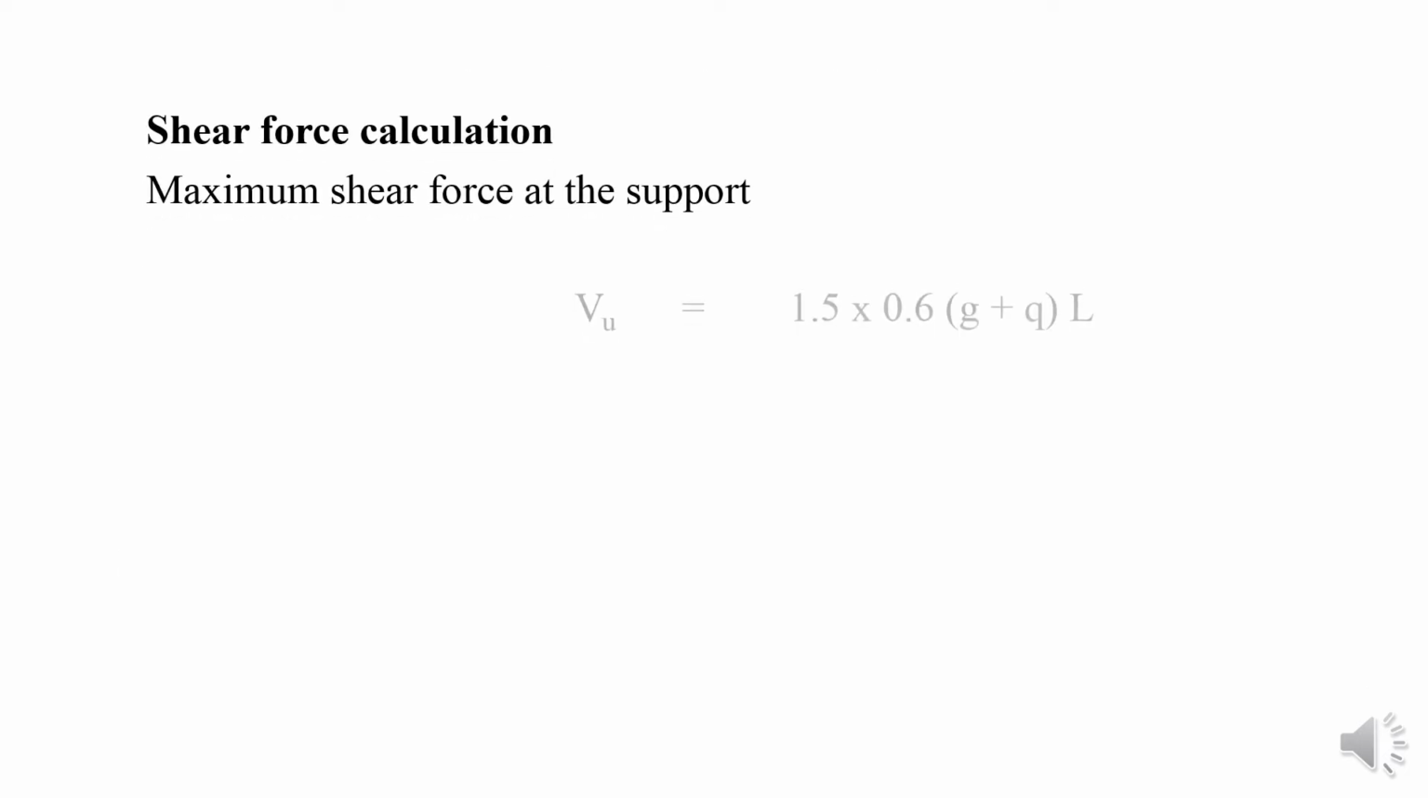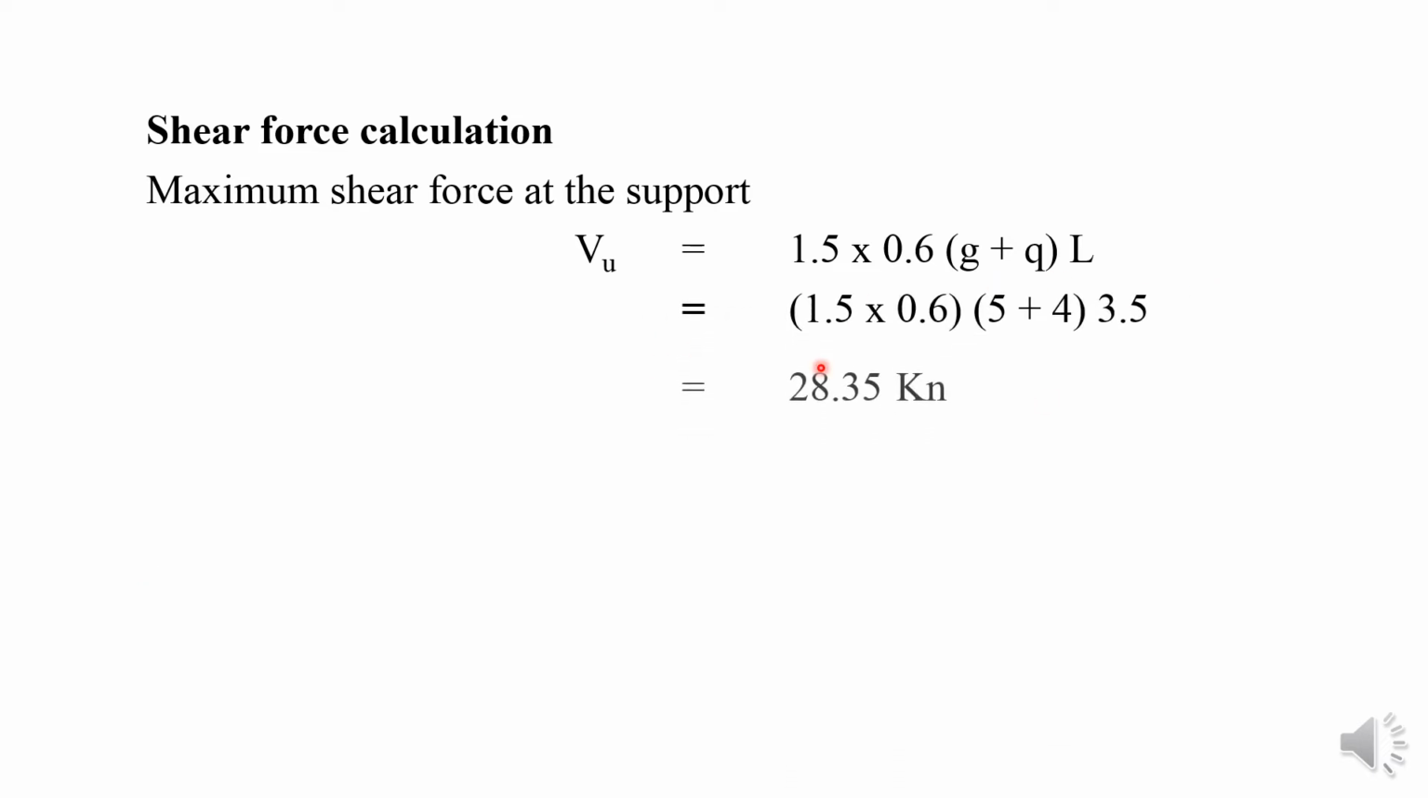Next, shear force calculation. Maximum shear force at the support, V is equal to 1.5 into 0.6 into G plus Q into L. This is the formula we have to use for finding the shear force. So that will be equal to 1.5 into 0.6 into 5 plus 4 into 3.5, which is equal to 28.35 kilonewton.